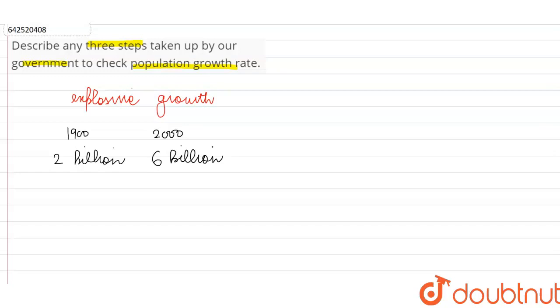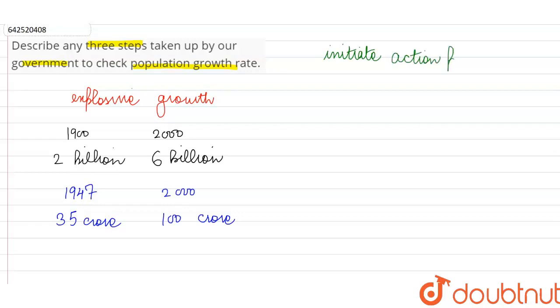Now a similar trend was seen in India also. At the time of independence in 1947, there were around 35 crore people in India. But by the year 2000, we saw that the population had crossed the 1 billion mark, and there were more than 100 crore people. So our government was one of the first governments in the entire world to initiate action plans or government programs to control this population.